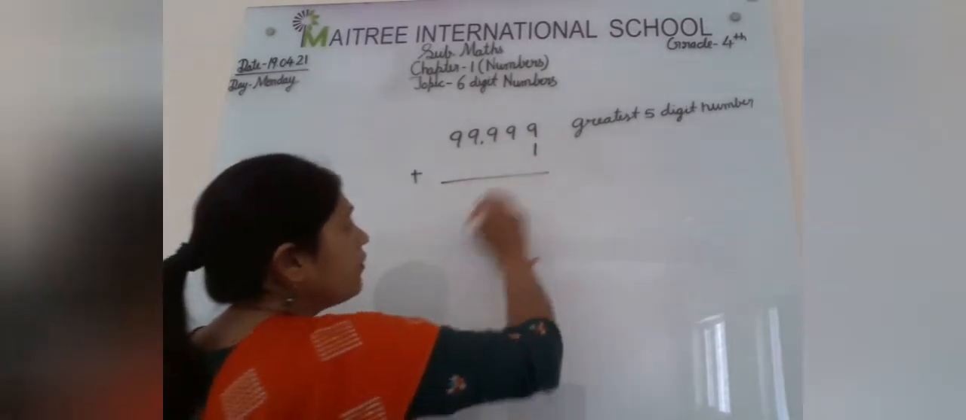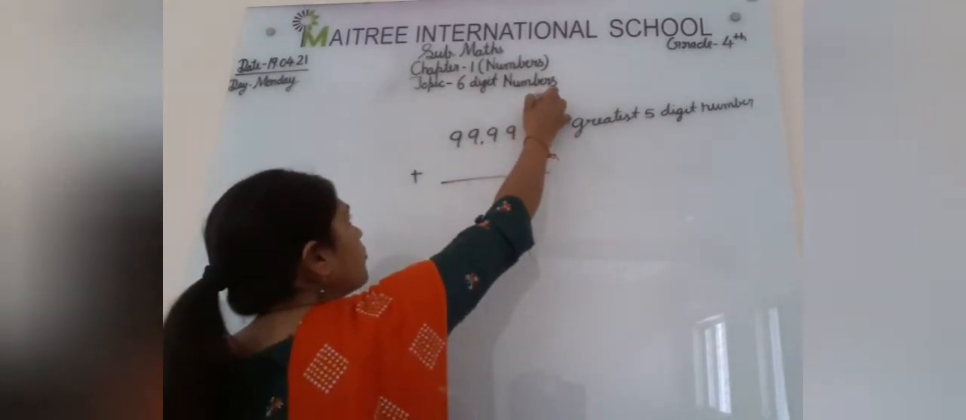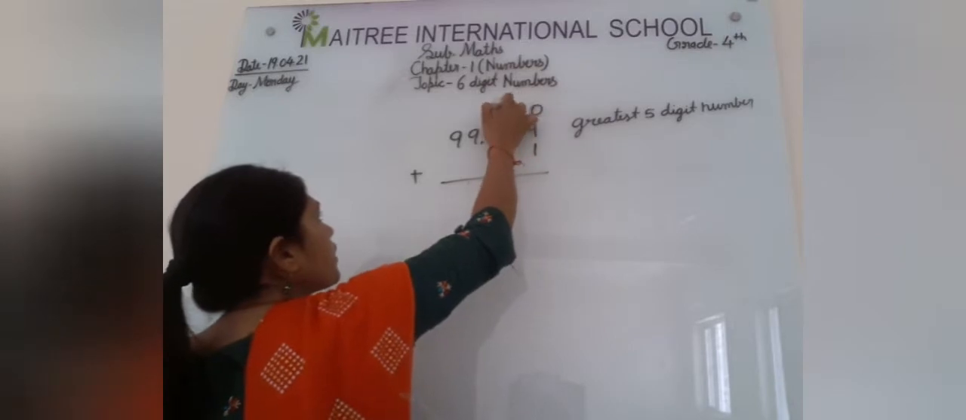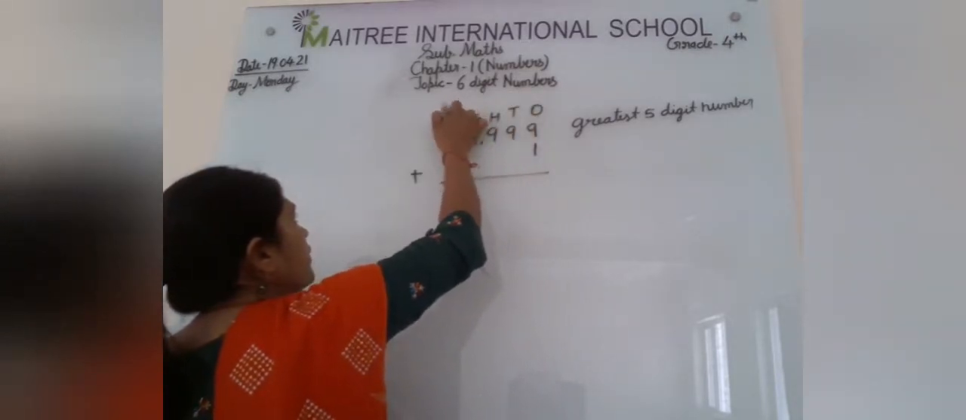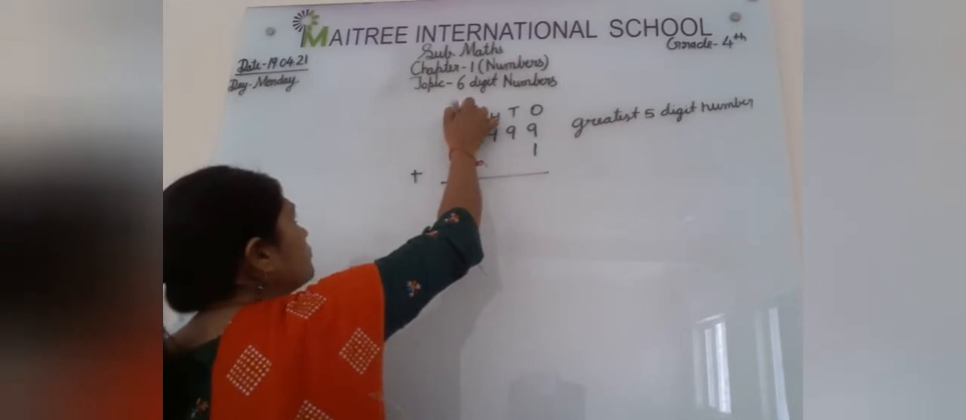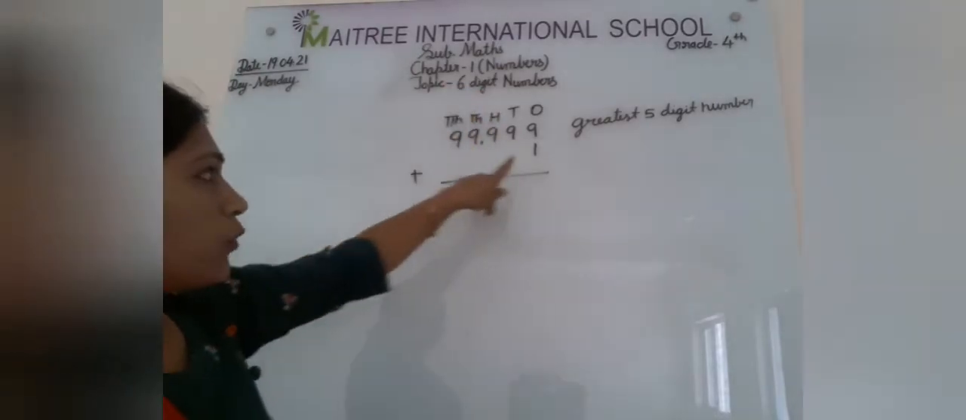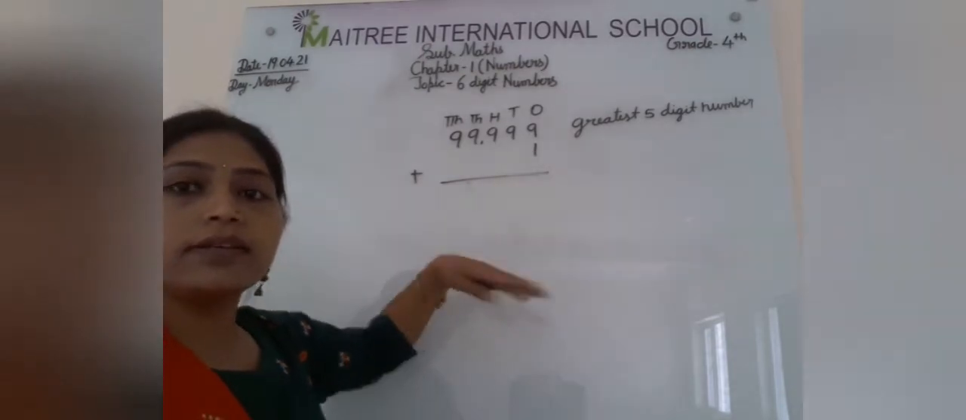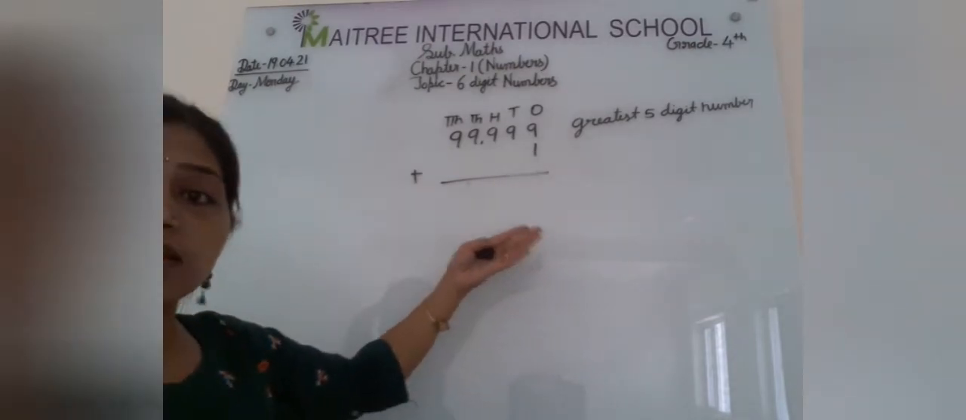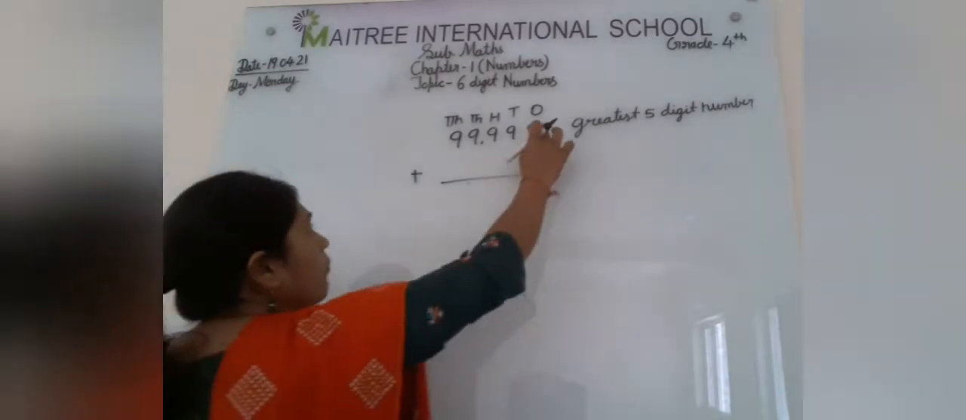If we add 1 here, let me mention their places. Ones, tens, 100, 1000 and 10,000. Now I am going to add 1. Why are we adding 1? To get the next number. The next number will be the 6-digit number. So let's see what will happen here.